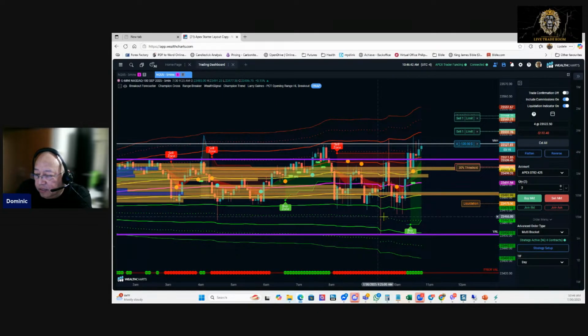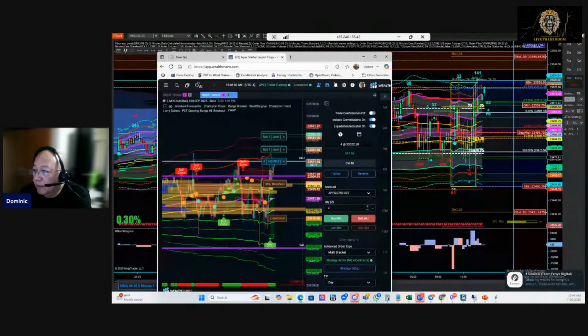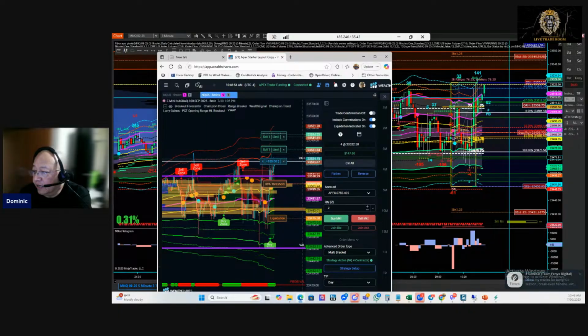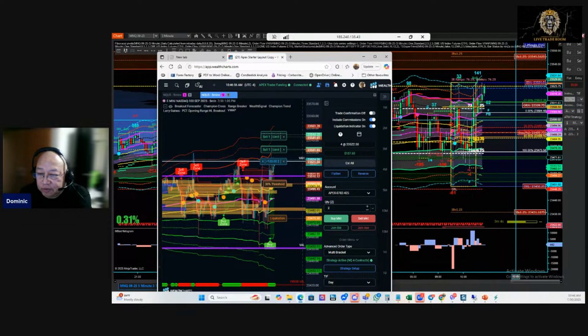Both the value area high, but is that also the... I want to see where the... Oh, it's not quite past that. The IB. That's the IB up here. So it's trying to get up to the IB here.